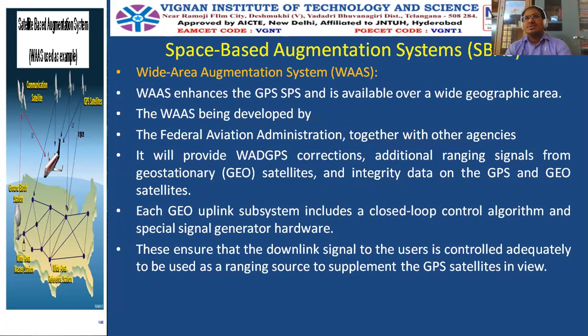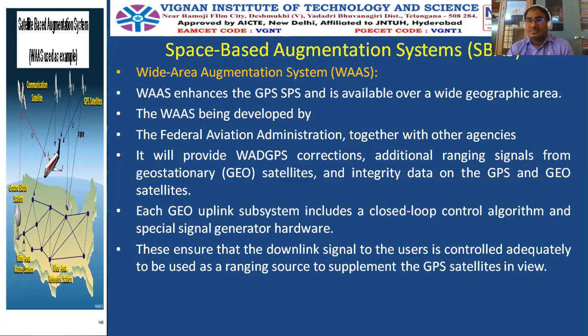Right. So here, augmentation systems include space-based augmentation system and ground-based augmentation system. And in space-based augmentation system, we have one system that is called the wide area augmentation system. So what will WAAS do? WAAS will enhance the GPS SPS and is available over a wide geographic area. Of course, WAAS was developed by the Federal Aviation Administration, together with some allied agencies.